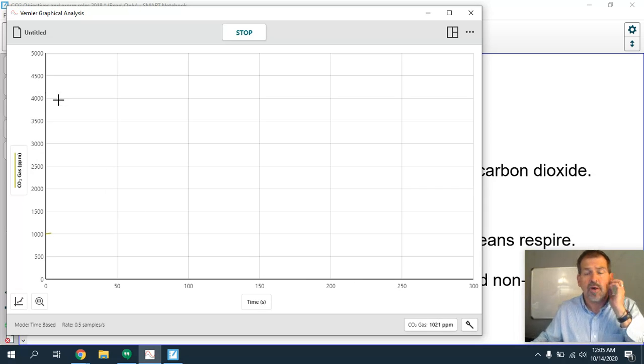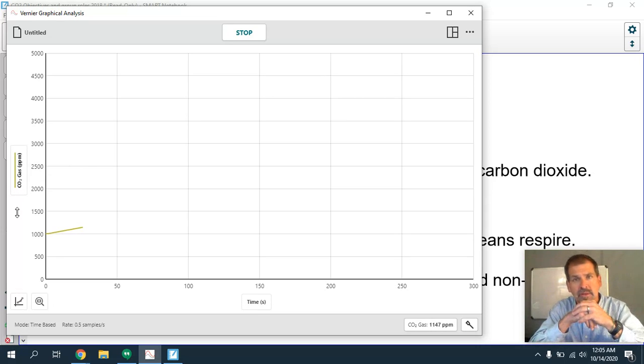Notice, I just want to point out as the lab runs, as the test runs, here's our CO2 gas, right? So this is a change over time graph. Here's the time, right? So what change do we see? We see a change in the amount of CO2 that is being produced. Note here that CO2 gas is measured in ppm. That stands for parts per million.